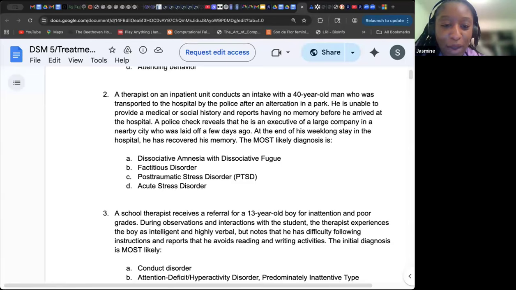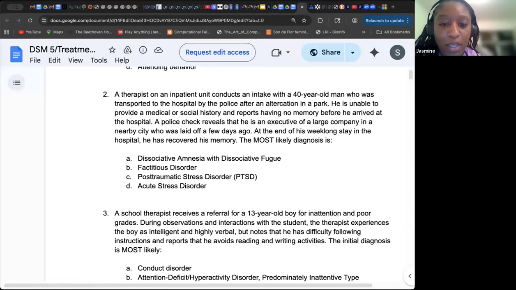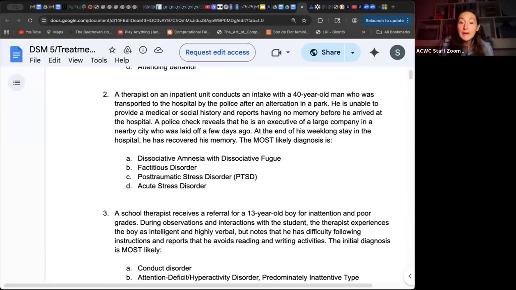I'm going to take out B, factitious disorder. Yes, good. And then take out C, PTSD. I'm going to go with D, acute stress, because he was laid off a few days ago. I believe that's from 1 to 30 days, right? Yes, acute stress disorder goes up to about a month, and after that would be PTSD. So great on the time.